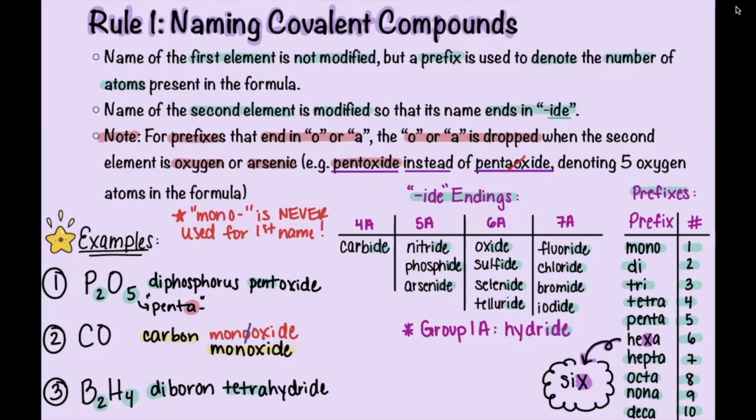And so for the most part, this is how you name covalent compounds. Just keep in mind, rules 1 and 2 have 2 common exceptions. The first is the dropping of the O or A at the end of the prefix if the second element starts with an O or an A, such as oxygen or arsenic. And the second exception is that the prefix mono is never used for the first element, but we can use mono for the second element if needed.